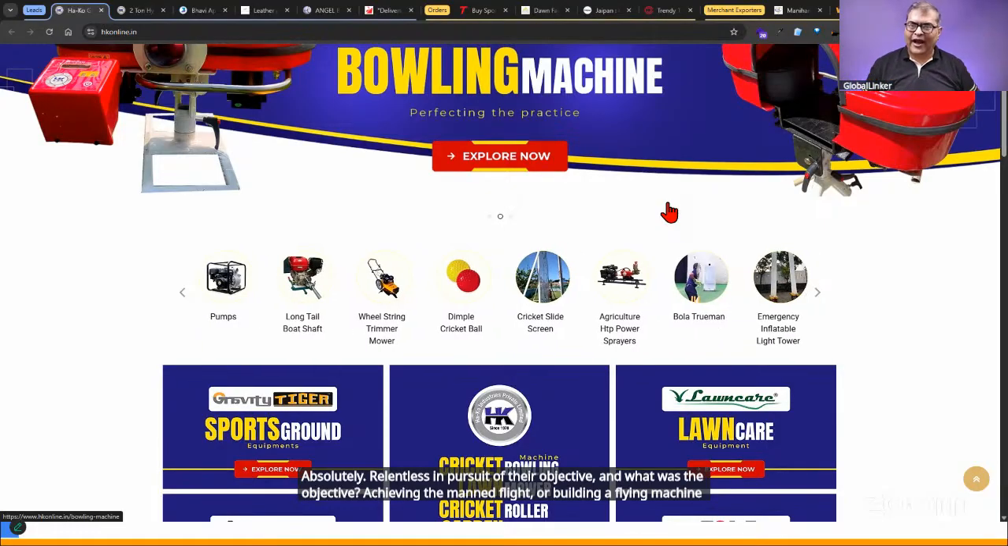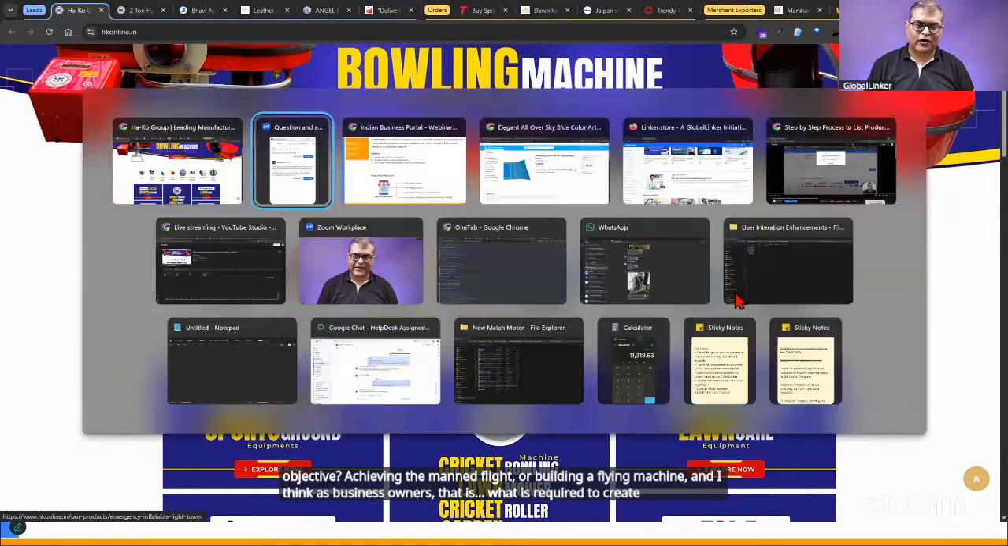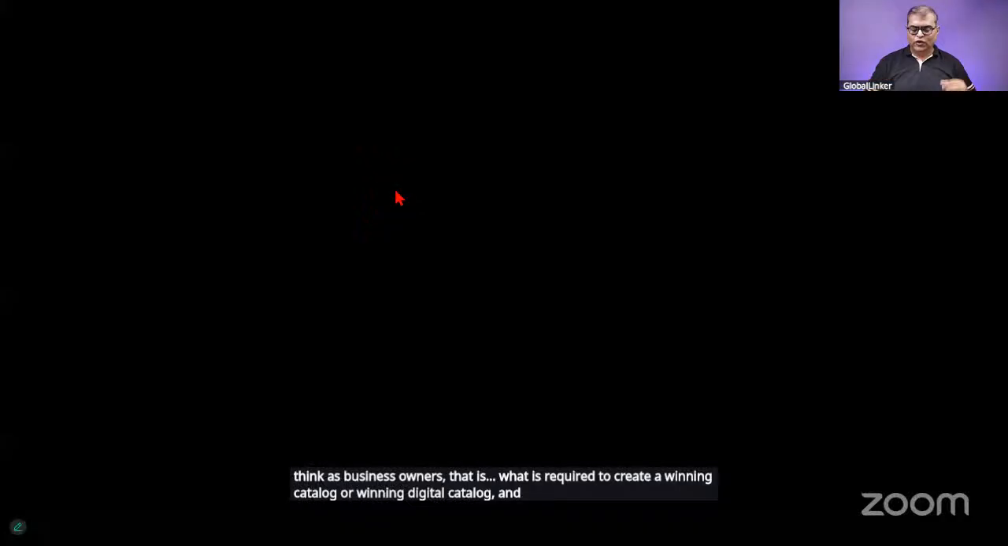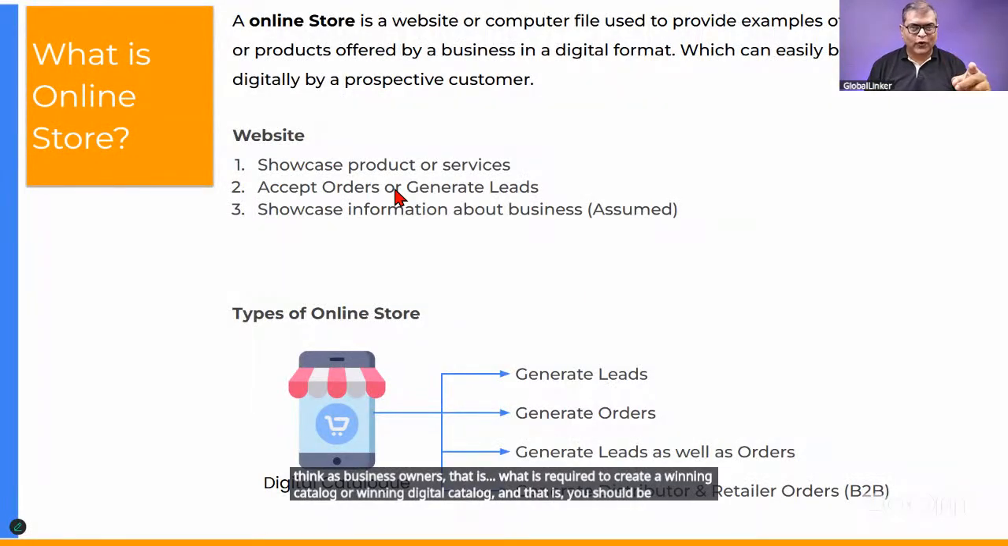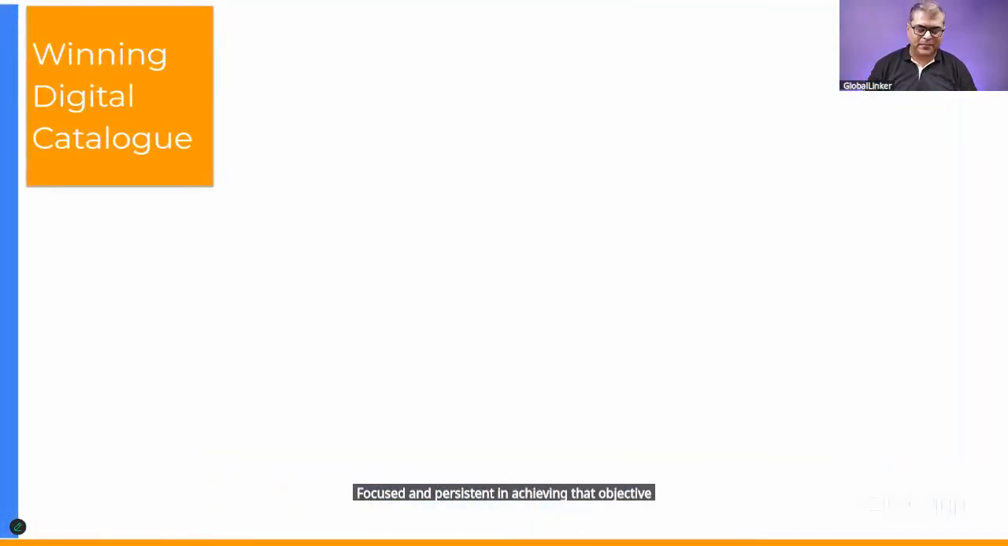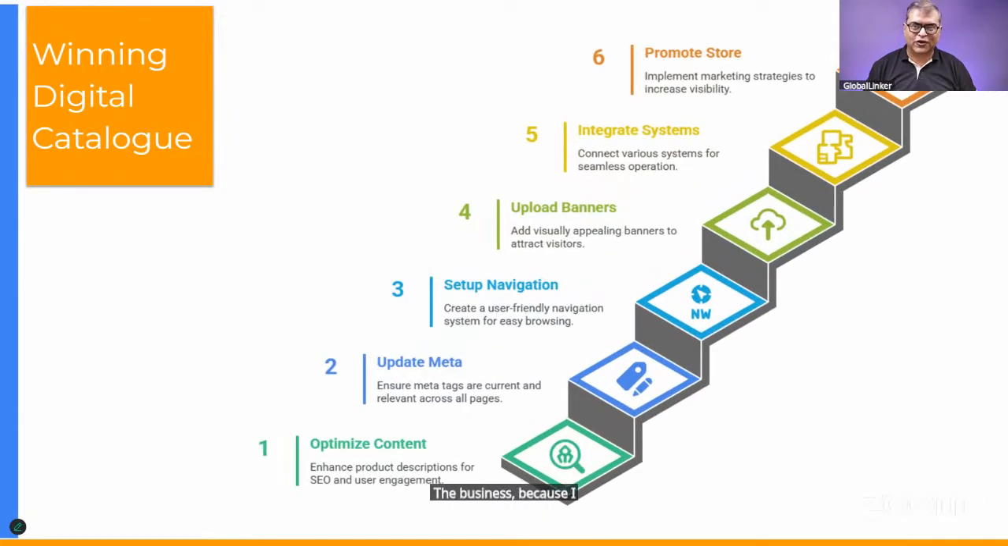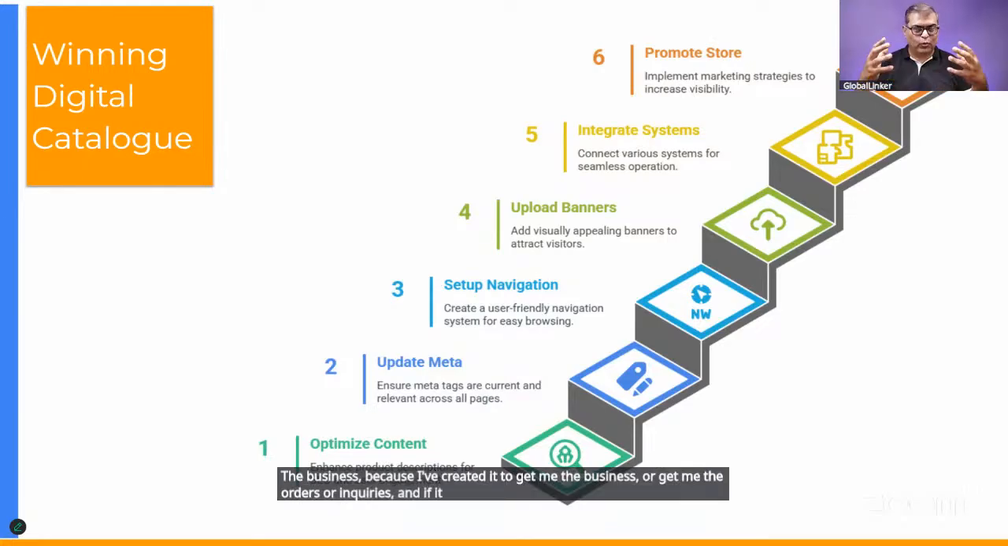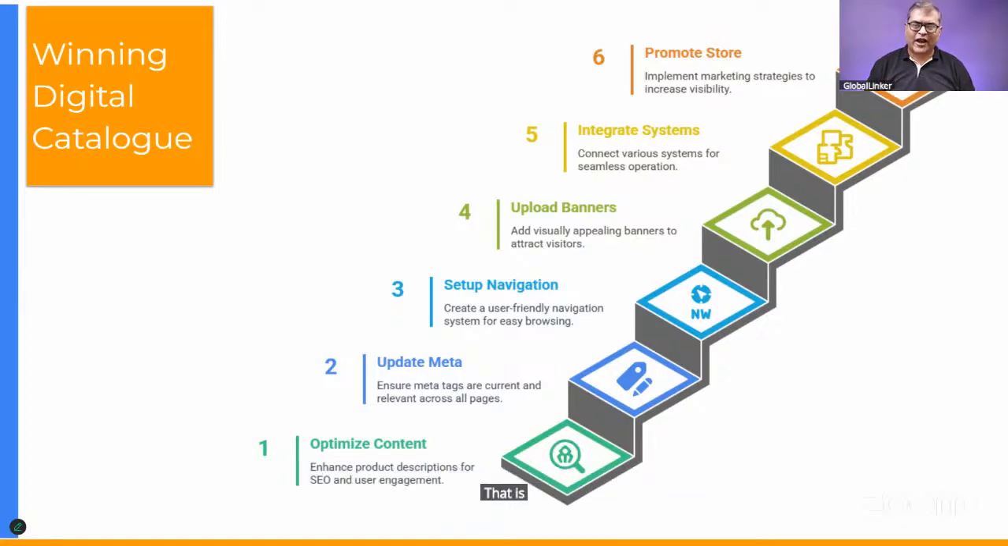And I think as business owners, that is what is required to create a winning catalog or winning digital catalog. You should be focused and persistent in achieving that objective, that it should give me the business, because I've created it to get me the business or get me the orders or inquiries. And if it is not doing that, what is wrong? What is the thing that you have to fix? That is what you have to do. And that is what makes a winning or not winning catalog. All right. I hope that is clear.